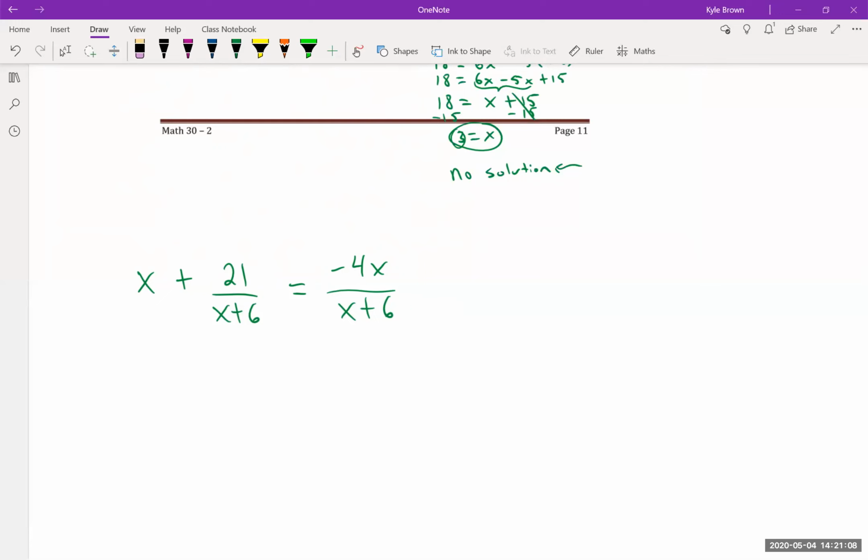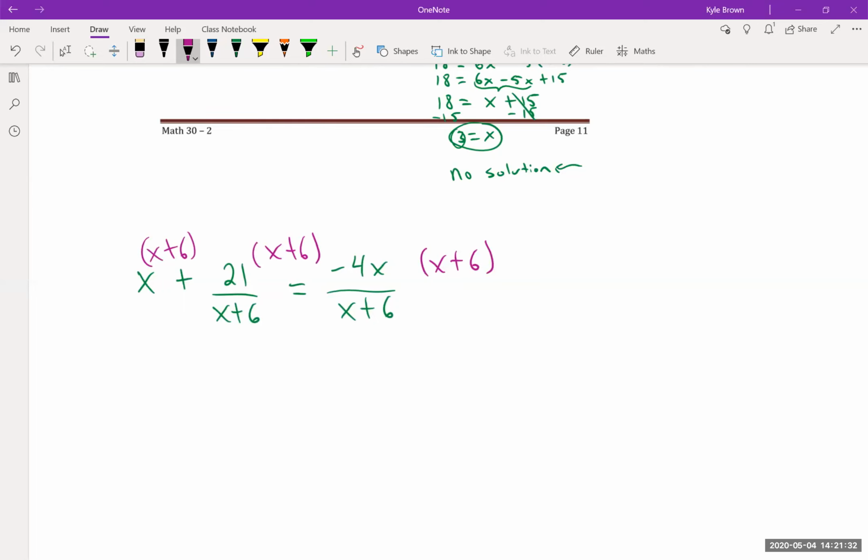I know that I need to multiply everything by x plus 6, because if I multiply this by x plus 6, that'll cancel the denominator. But I have to do it to every term. So that's going to be x plus 6, and then this one will also be x plus 6.